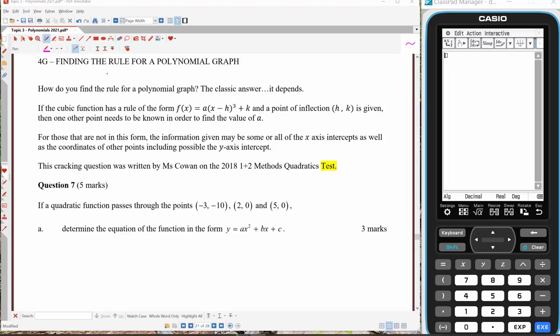In today's lesson, we'll look at finding the rule for a polynomial graph. So how do you do it? It depends. Basically, you have to look at what you've been given and then determine the best course of action from there.